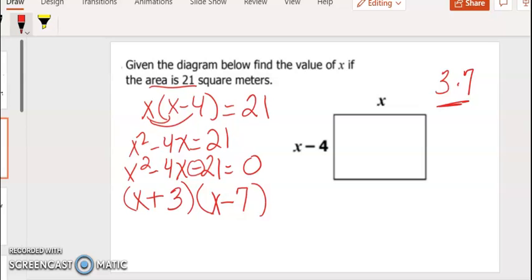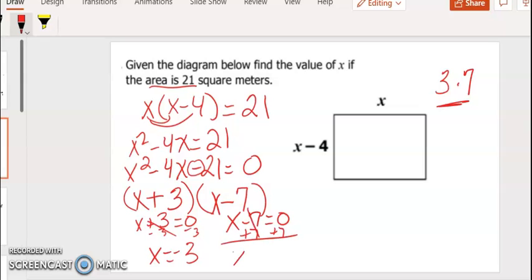Now, we need to solve. So that means we take each of these factors, put them equal to 0, and we solve them. So negative 3 is going to be subtracted to move it. So it's negative 3. 7 is going to be added to move it. And that is 7. Now, our positive value for x is what we're going to use. So if x is 7, then our width is 3.